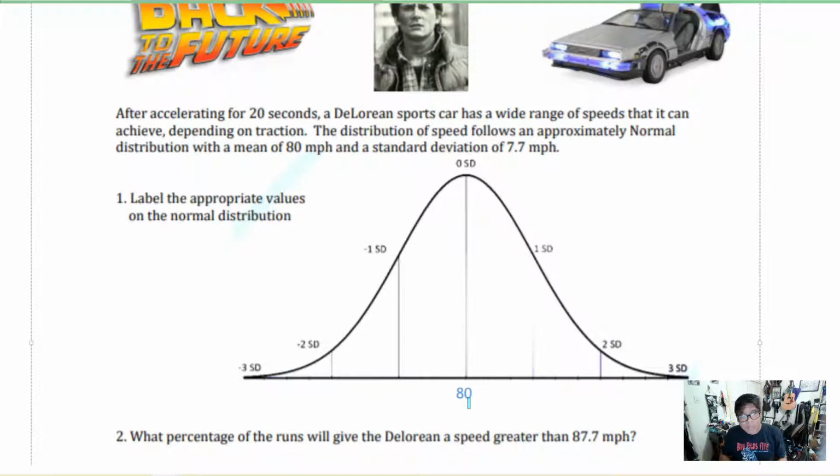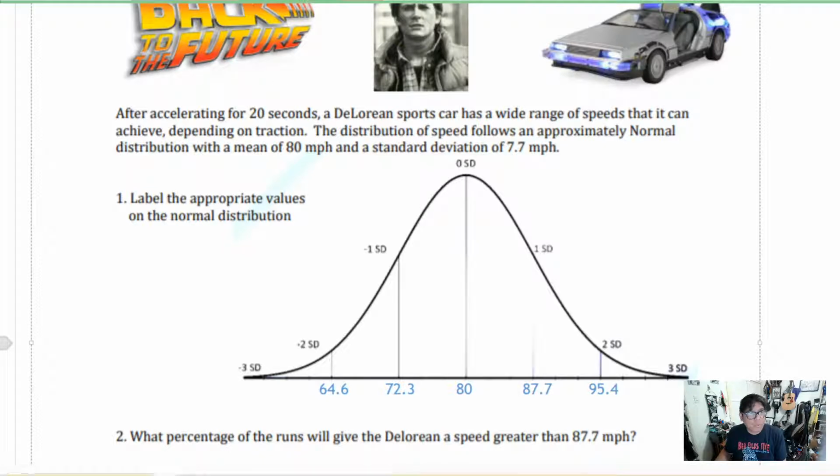Now, if we know that the standard deviation is 7.7, we can label a couple more points here. Again, 1 standard deviation above the mean, from 0 to 1 standard deviation, that's going to be 80 plus 7.7, which gives us 87.7. Now, on the other side of things, at a negative 1 standard deviation, that's just going to be the mean minus 7.7, which is 72.3. Of course, we can do this process again.